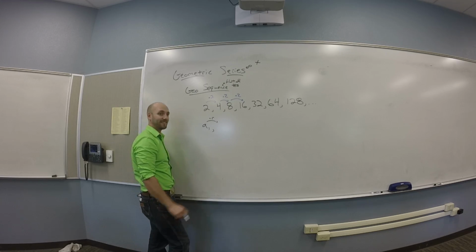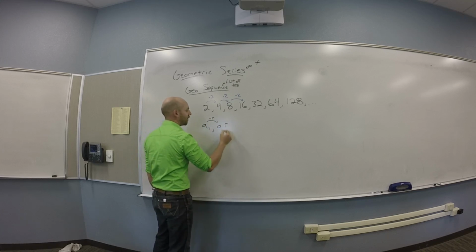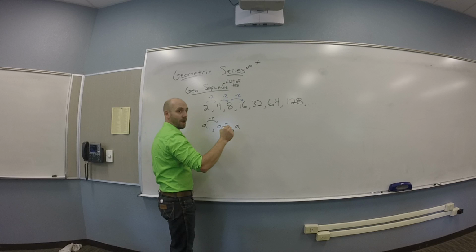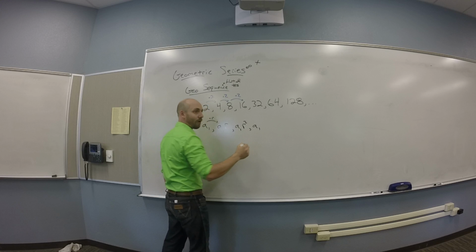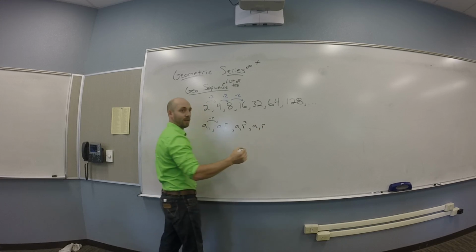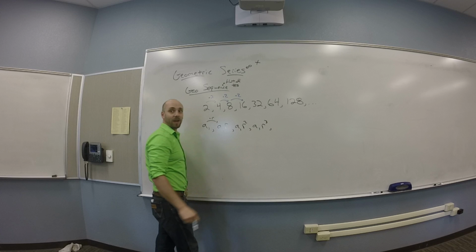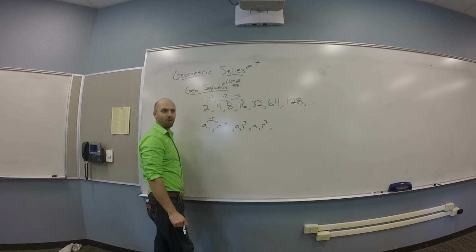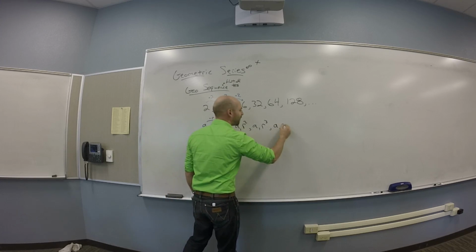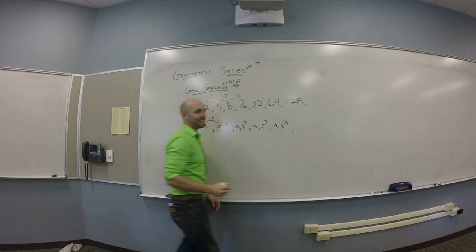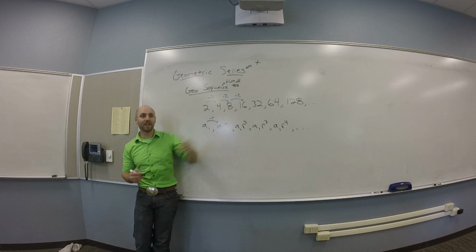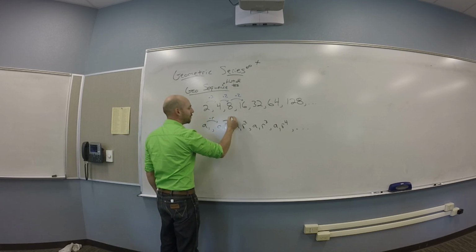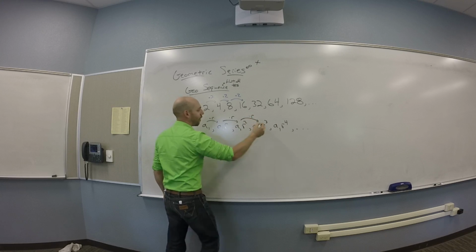For rate, actually. So we're going to multiply by R. So here we're going to have A1R, and then A1R squared, and then A1R cubed, and then A1R to the fourth. Don't get creative. There's no creativity in this. You start with some number, and every time you move down in the list, you're just going to multiply by that R again.